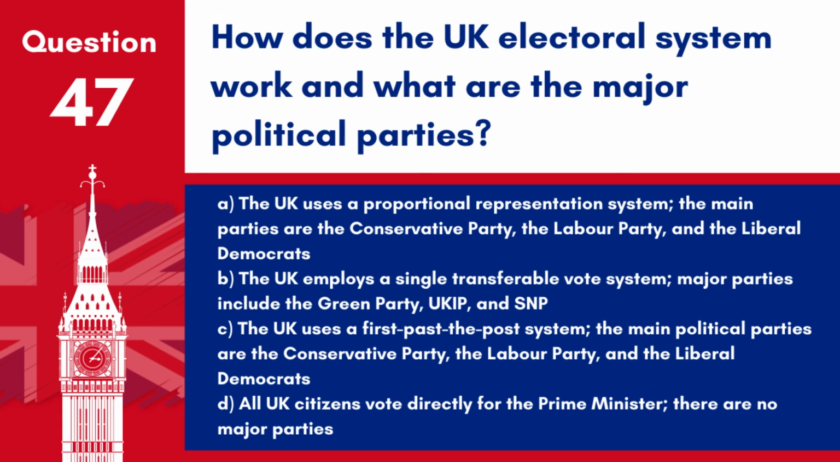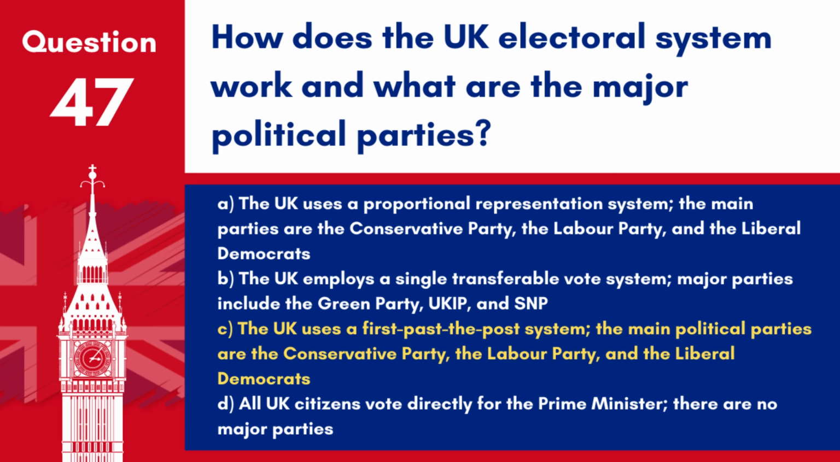A. The UK uses a proportional representation system. The main parties are the Conservative Party, the Labour Party, and the Liberal Democrats. B. The UK employs a single transferable vote system. Major parties include the Green Party, UKIP, and SNP. C. The UK uses a first-past-the-post system. The main political parties are the Conservative Party, the Labour Party, and the Liberal Democrats. D. All UK citizens vote directly for the Prime Minister. There are no major parties.